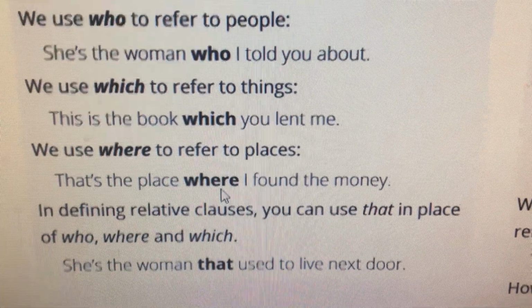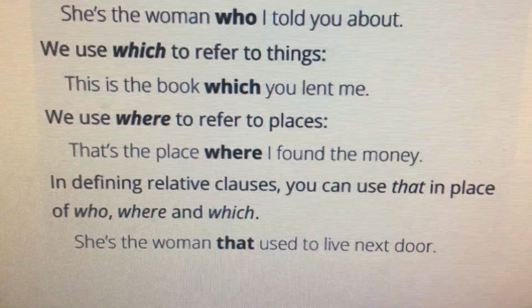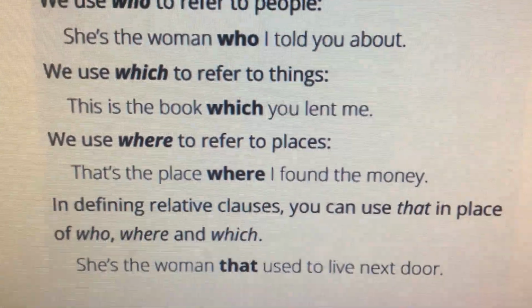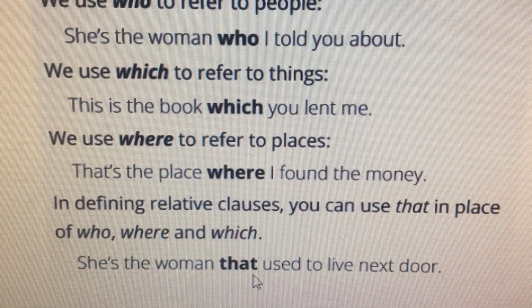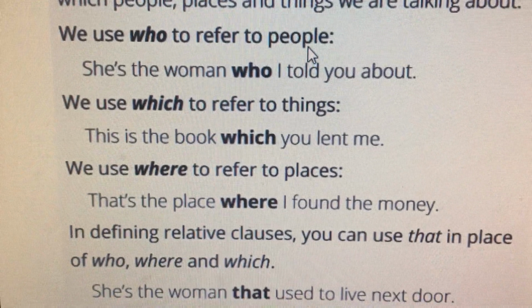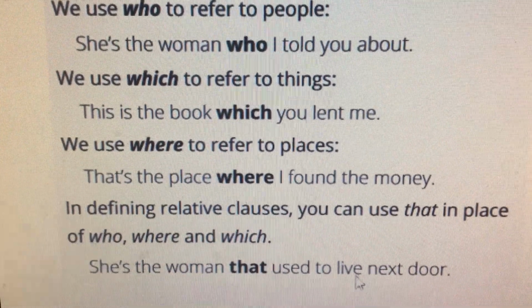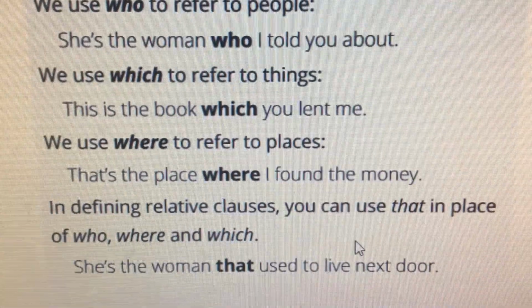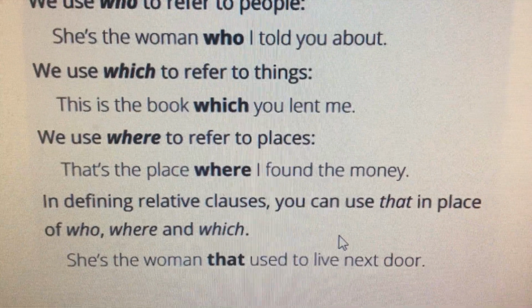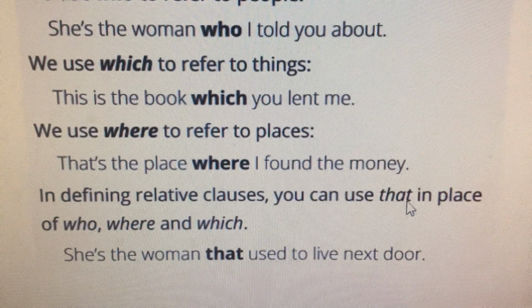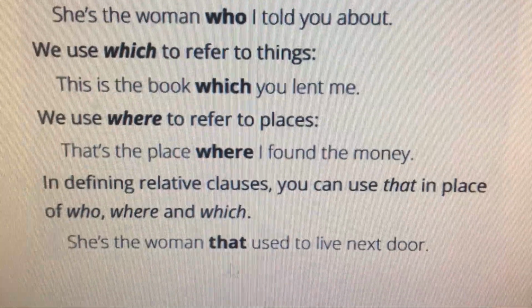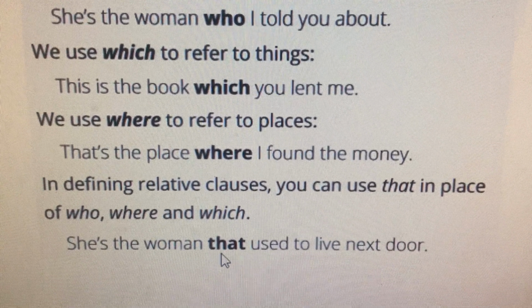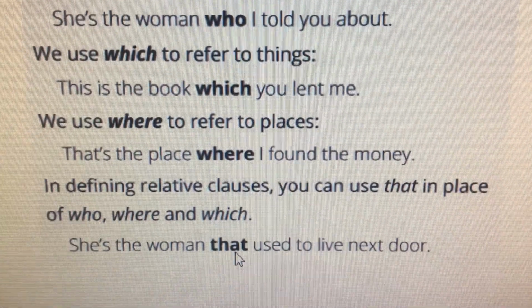Okay. And we can also use that. If you're speaking to someone, you can use that for people, things, and places. But on a test, on my test, you can't use that. So don't worry about that. But if you're talking to somebody, use that. It's a lot easier.